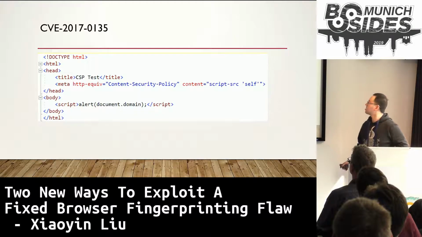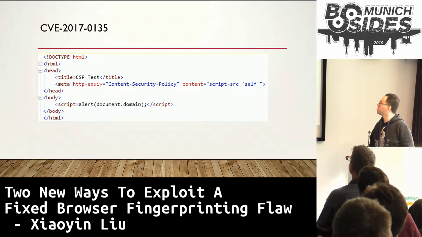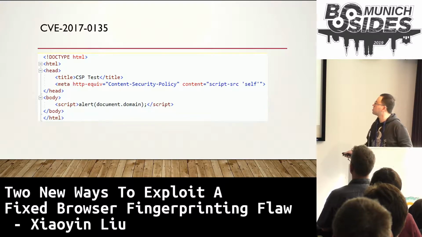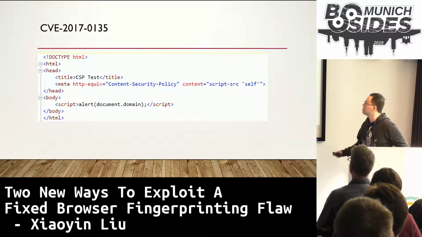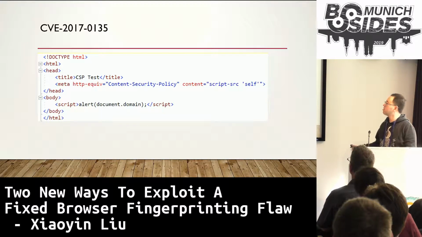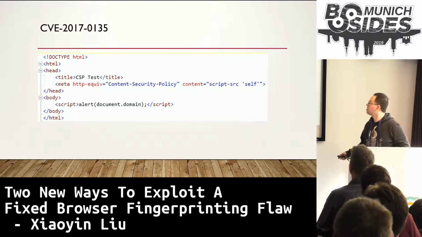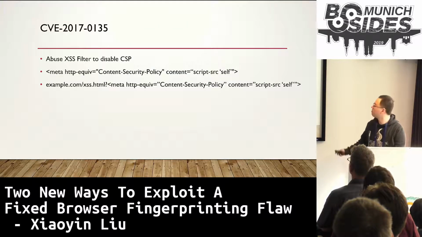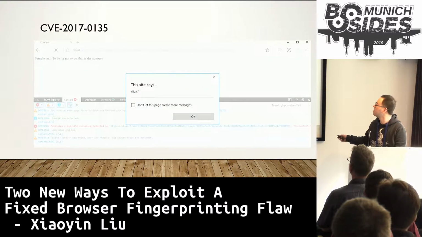POC. I just add a meta tag in the header, and then here's a script alert. If the content security policy is in force, there should be no alert because this is an inline script, and it only allows self-script. But if the content security policy is disabled by the filter, this alert will show up. And it turns out, if I visit this URL now, this is what happens.